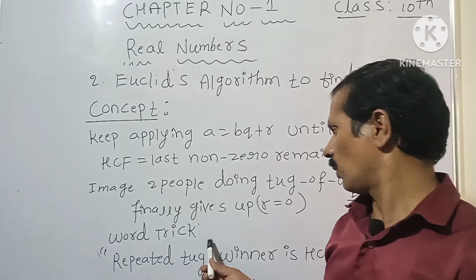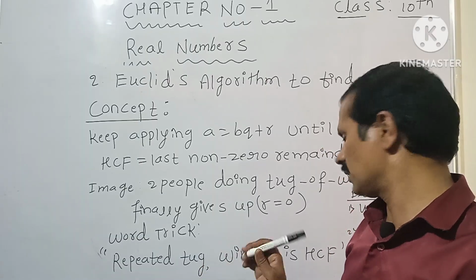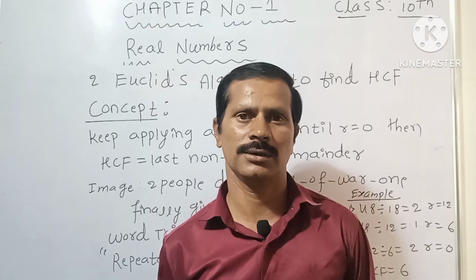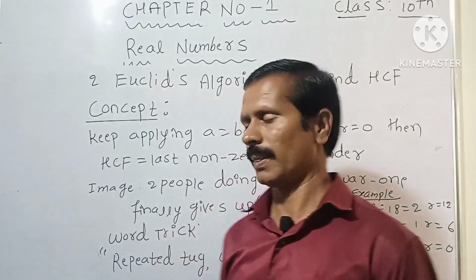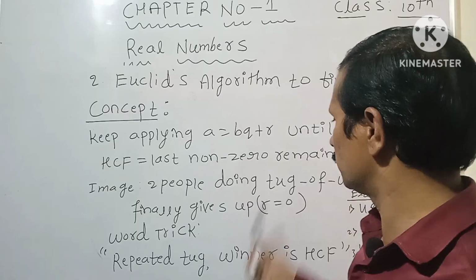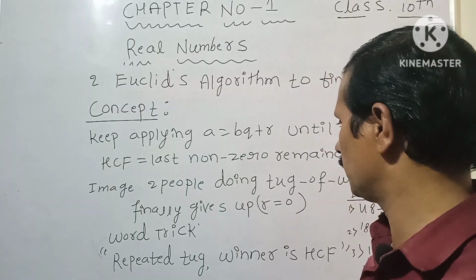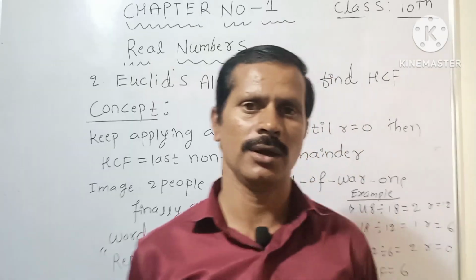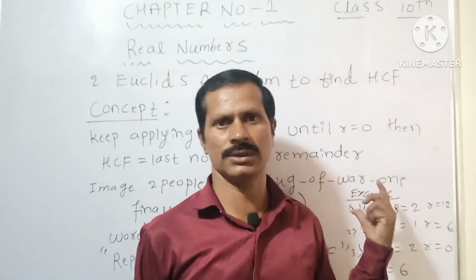The word trick is: repeated tug, winner is HCF. Repeated tug, winner is HCF. How to remember Euclid's algorithm and its formula is very important. Repeated tug, winner is HCF. Okay, go for the next concept.